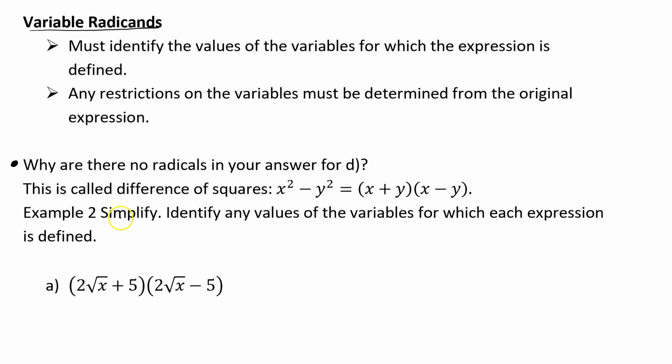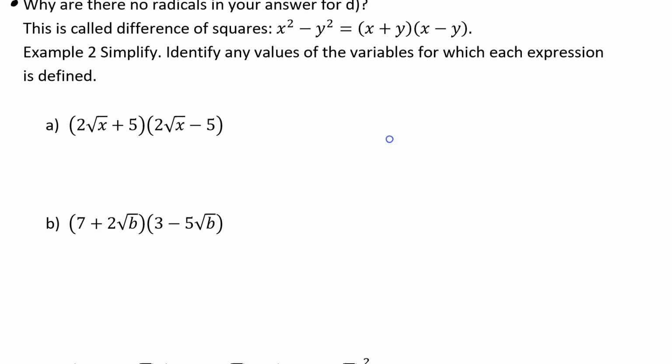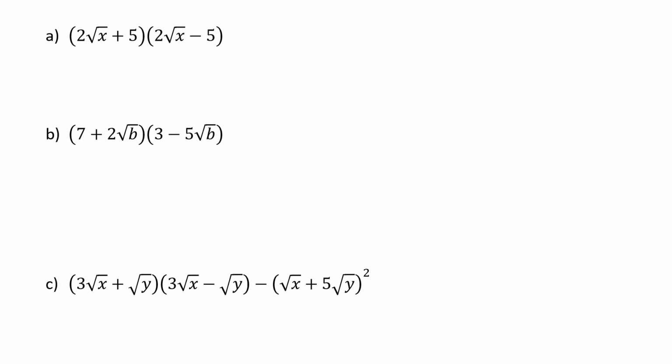So example number 2, simplify. Identify any values of the variable for which each expression is defined. First things first, let's define our variables. We say that x has to be greater than or equal to 0 because the radicand cannot be negative. So I can do this the long way, or I can see, oh, we have a conjugate here: 2 root x plus 5, 2 root x minus 5.